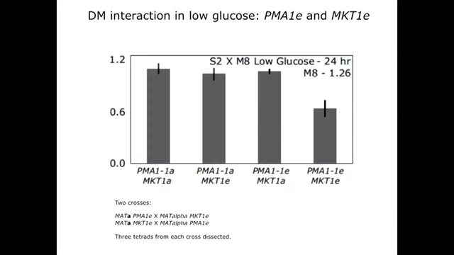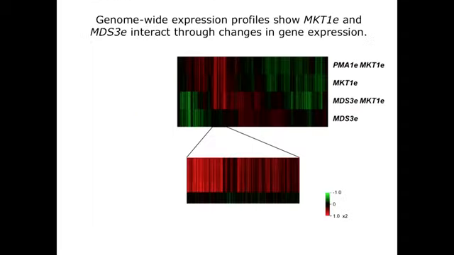And here's the DM incompatibility. So that's ancestral for both PMA1 and MKT1. So now we're looking at the negative interaction between PMA1 and MKT1. There's MKT1 mutant allele, PMA1 mutant, double mutant, and you can see the culture density is much lower. That represents a DM incompatibility. We still don't know exactly how that works, but it's not an effect at the level of the transcriptome.